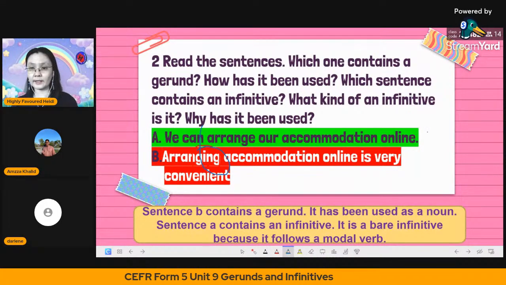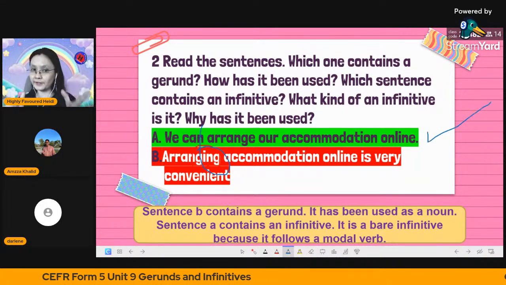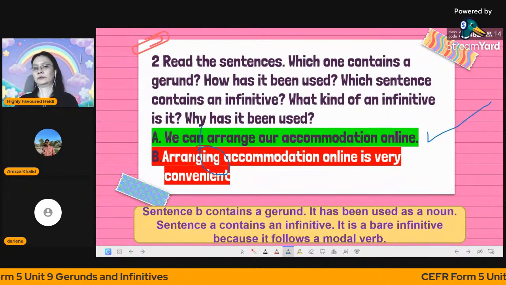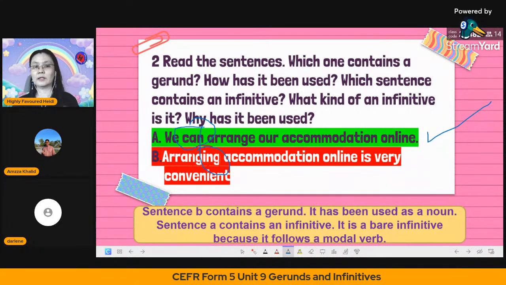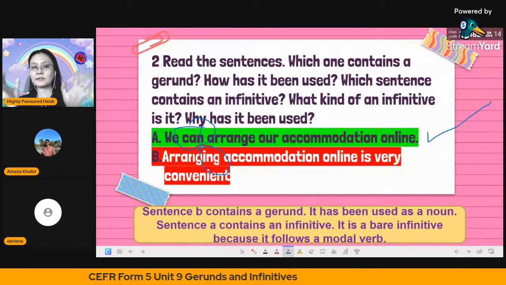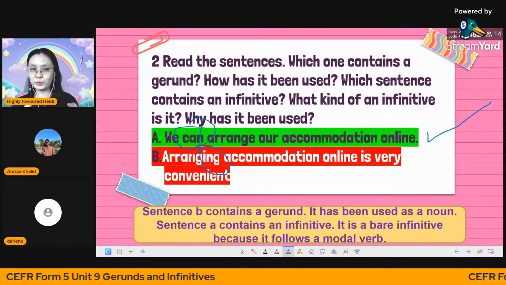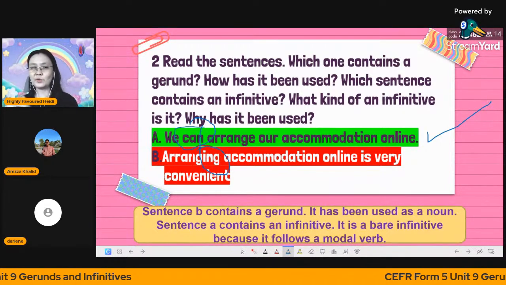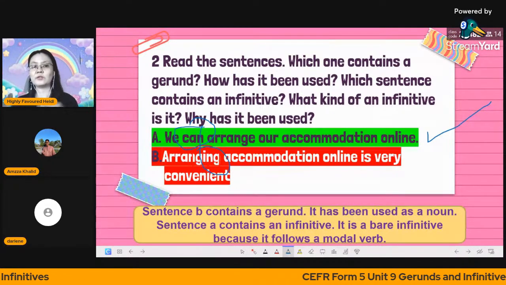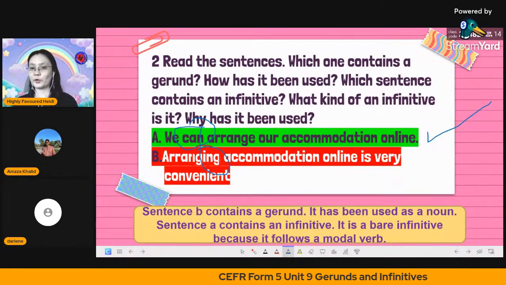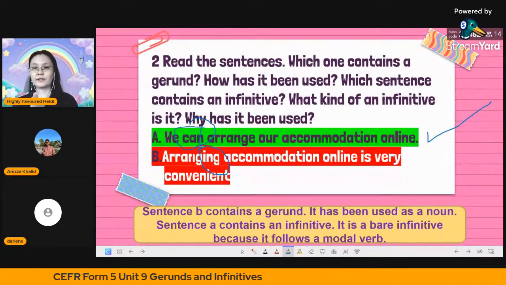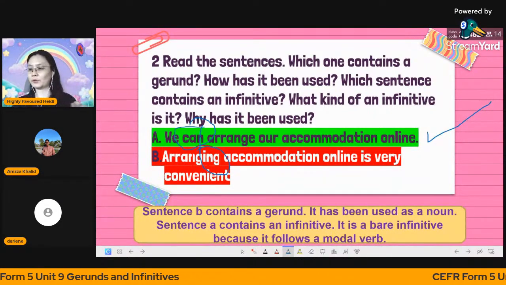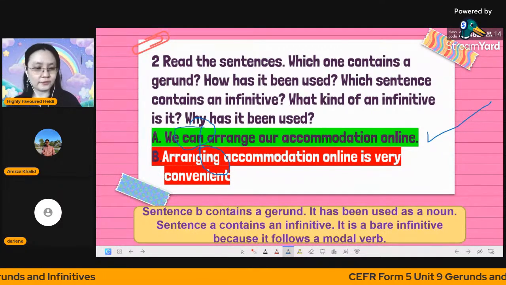This one, A, actually contains an infinitive but bare. All right, because of the modal verb can. All right, that's why it's already substituted with the "to". So we can arrange. We don't say we can to arrange. We just say we can arrange our accommodation online. So it's a bare infinitive. All right, so that's it. That's all I want to touch on. So that's all for today.